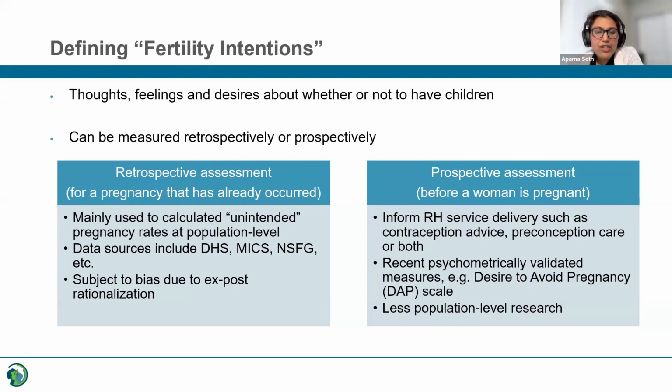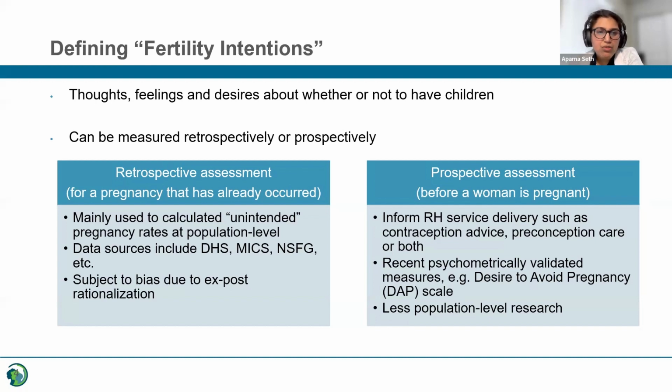Since these are population level measurements, generally the data sources include DHS or the Demographic and Health Surveys, MICS, PMA, which is a very specific family planning, reproductive health survey conducted in select settings, and NSFG, which is a US specific survey. Plus, there are some other new scales that have been introduced for retrospective assessment, including the London Measure of Unplanned Pregnancy.